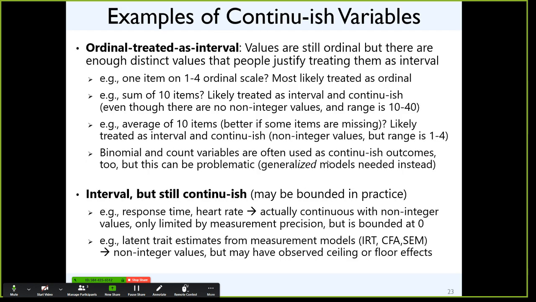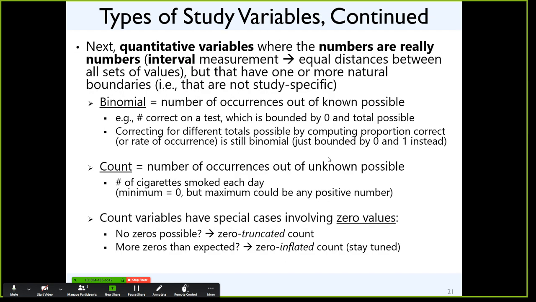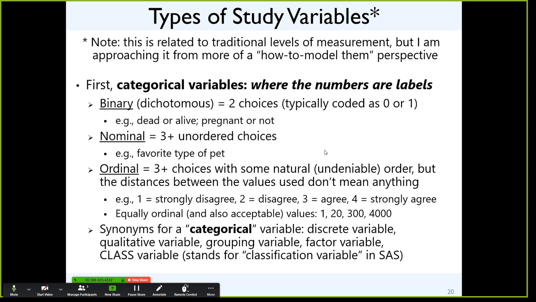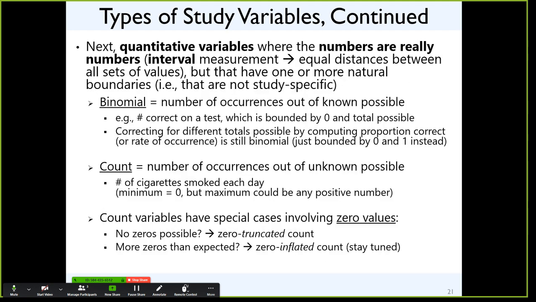So lots of intermediate categories. Big picture though, the variables that we're going to be working with are either categorical, where the numbers are labels, or some kind of quantitative where the numbers are actually numbers. That's the major distinction that is important to pay attention to.